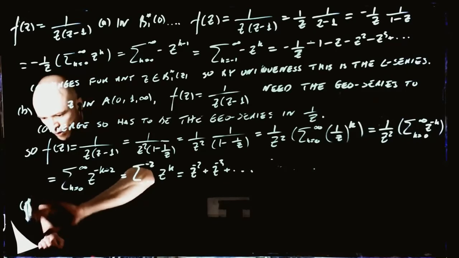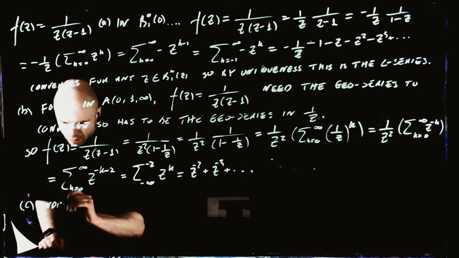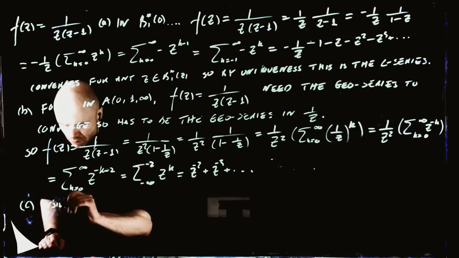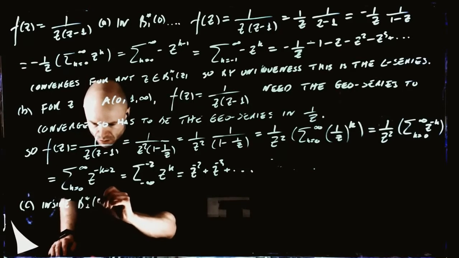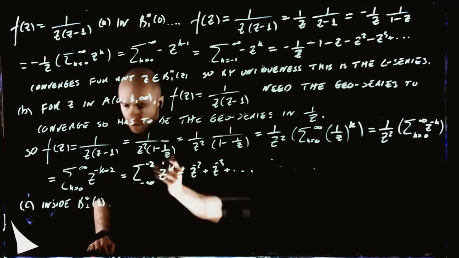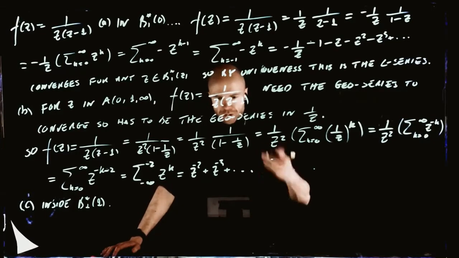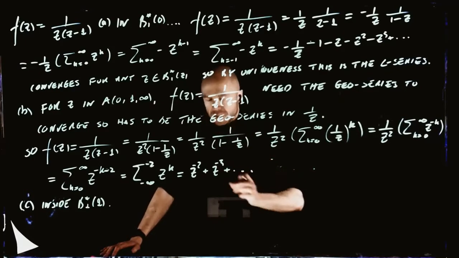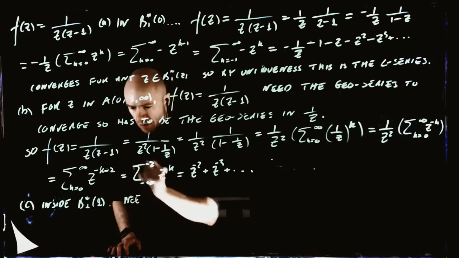C, which was the punctured ball of radius 1 around 1, right? So inside, okay, so what are we going to be expanding? So again, we're going to have to try and get the geometric series in action again, right? What are we going to expand inside the geometric series? Given that this is what we have.